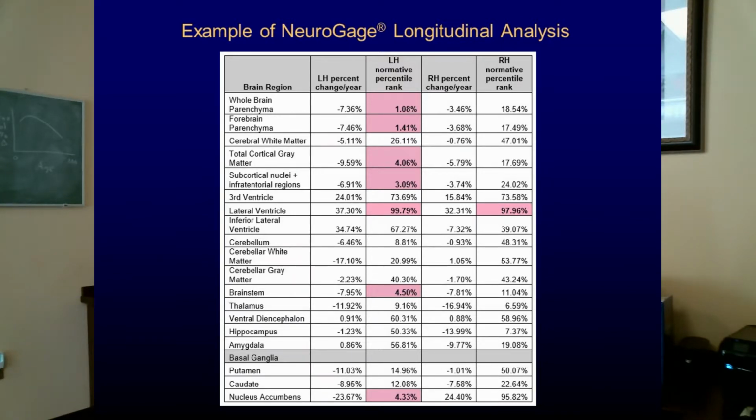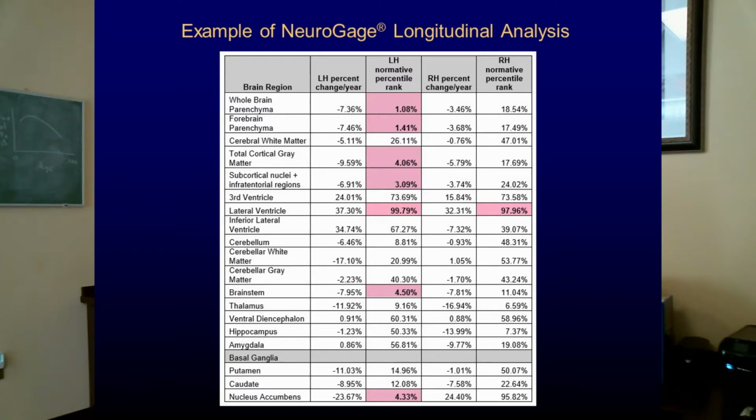And you can see multiple pink areas here, 8 pink areas where there is abnormal brain volume change in this unfortunate patient. You can see that the whole brain parenchyma, which means tissue, that is not the ventricles and not the cerebrospinal fluid, the whole brain tissue shrunk 7.36% per year at that rate over this time period studied. And that was at the 1.08 normative percentile, which is abnormally low. That means the whole brain shrank too fast.